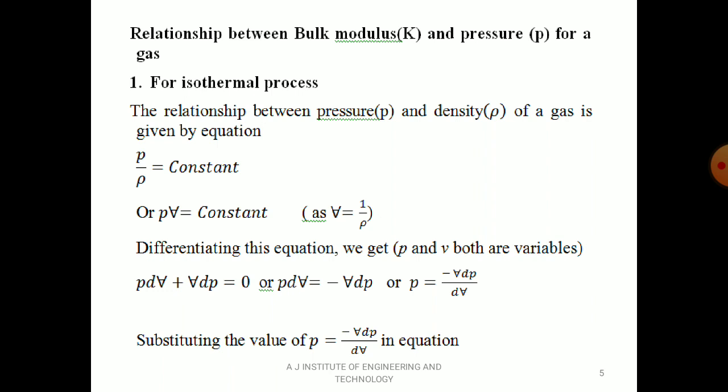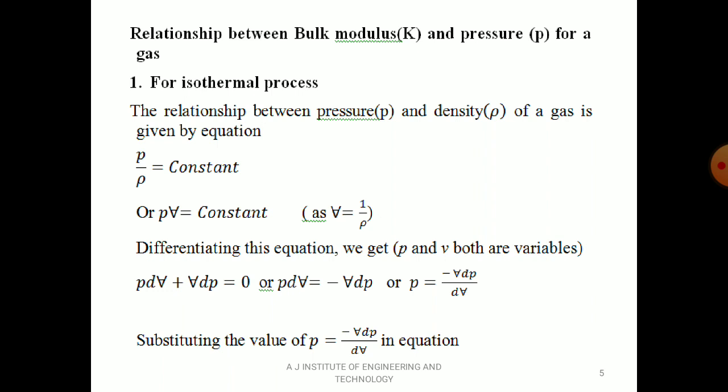Now what is rho? You can express rho in terms of specific volume. Unit of density is kg per meter cube, so unit of specific volume is meter cube per kg. So specific volume equals 1 by rho. In place of 1 by rho, I can substitute small letter v, the specific volume. So PV equal to constant for the isothermal process. Initially we started with P by rho equal to constant, but 1 by rho equals small letter v, the specific volume.